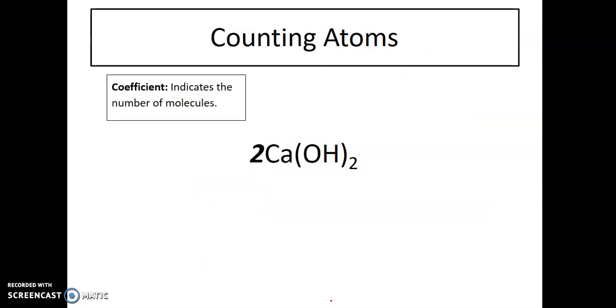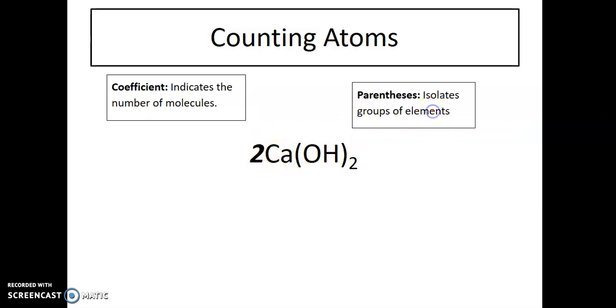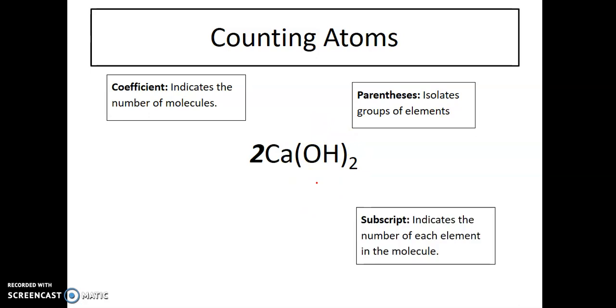Okay, coefficient indicates the number of molecules. This means that there are 2 of this molecule. This molecule is called calcium hydroxide. There are 2 of them. The parentheses isolates groups of elements. This is going to be really important once we start counting the atoms. And my subscript indicates the number of each element in the molecule. Not the molecule itself, but each element.